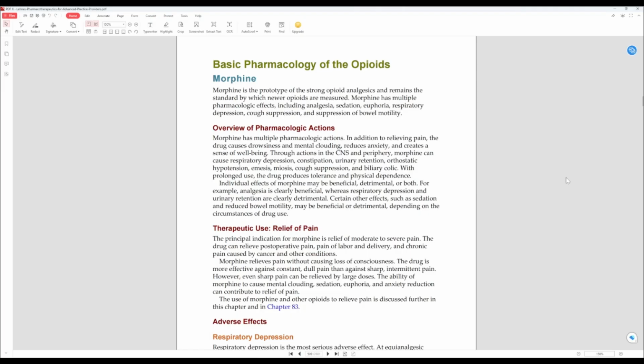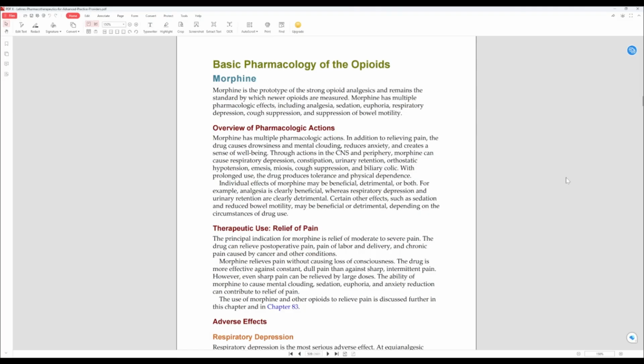So, looking at the overview then of the pharmacologic action. Morphine has multiple pharmacologic actions. In addition to relieving pain, the drug causes drowsiness and mental clouding, reduces anxiety, and creates a sense of well-being. Through actions in the CNS and periphery, morphine can cause respiratory depression, constipation, urinary retention, orthostatic hypotension, emesis, miosis, cough suppression, and biliary colic. With prolonged use, the drug produces tolerance and physical dependence.